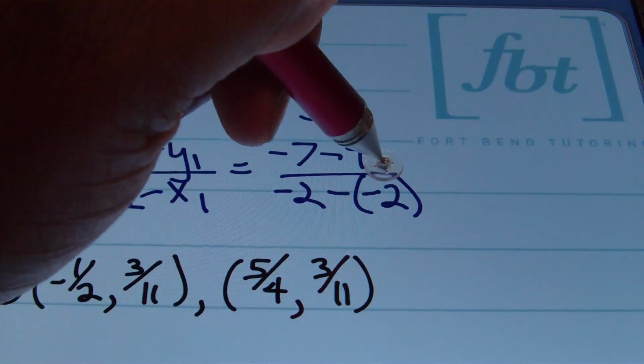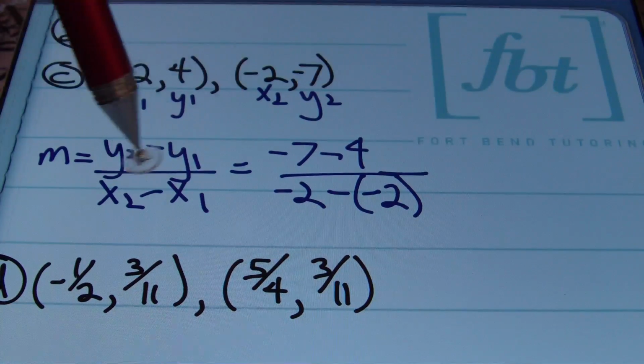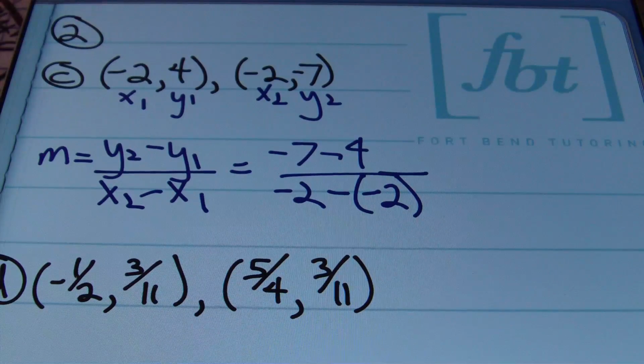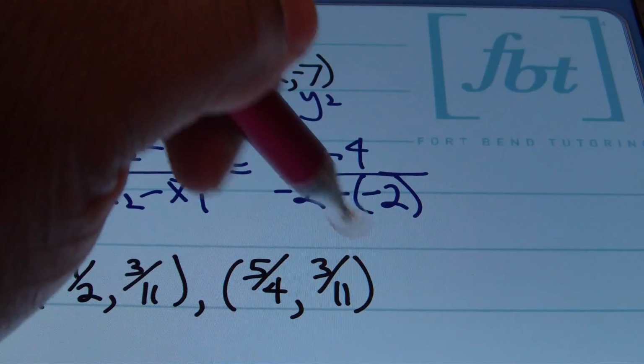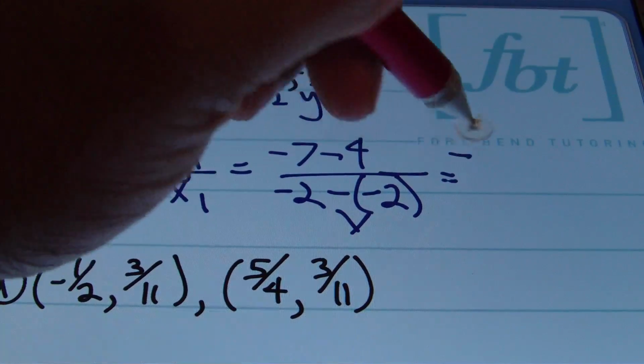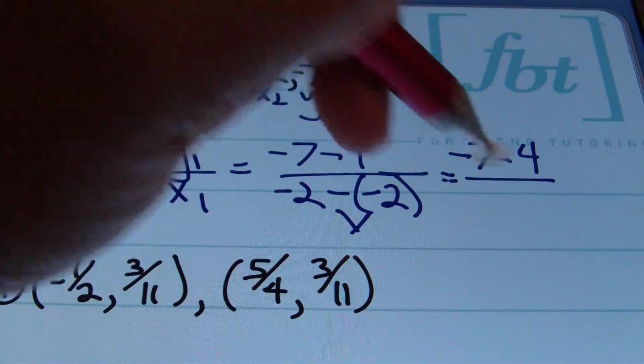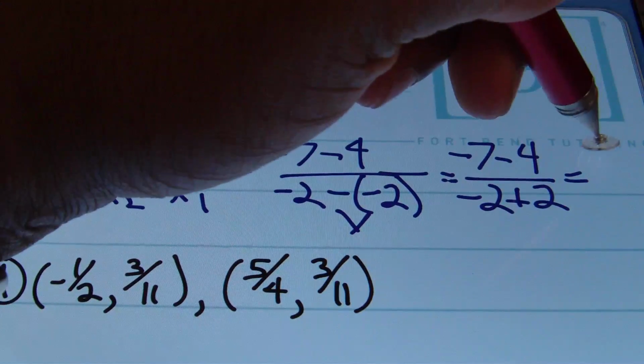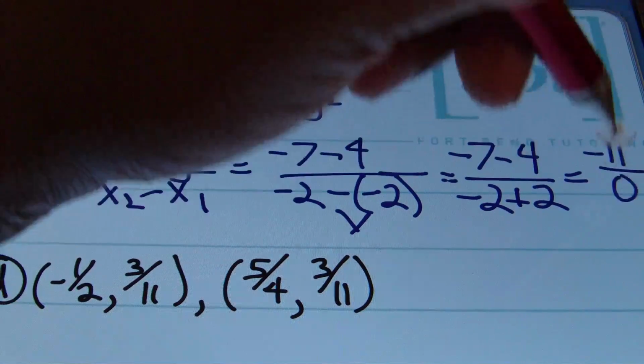So I'm going to use parentheses to show that. Remember, I always want to make sure that the minus signs from the formula are still present after I substitute. That being the case, I'm going to combine these signs right here. I'll have -7 minus 4 over -2 plus 2, and guess what? I end up with -11 over 0.